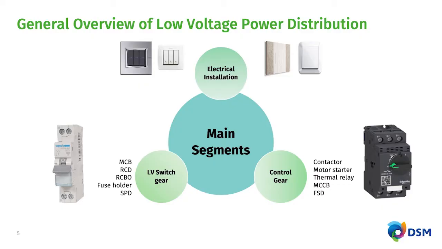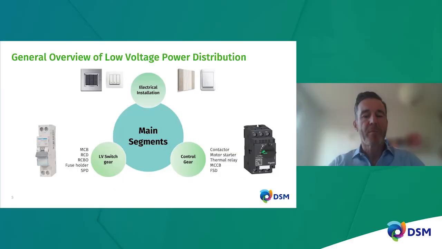Electrical power distribution, low voltage power distribution, we divide into three main segments. And on top, electrical installation. These are mainly your wall switches and sockets. This market is mainly dominated by styrenics, although in the internals you also see some polyamide 6, 6,6 and PPS. But I will not go further into detail into this segment.